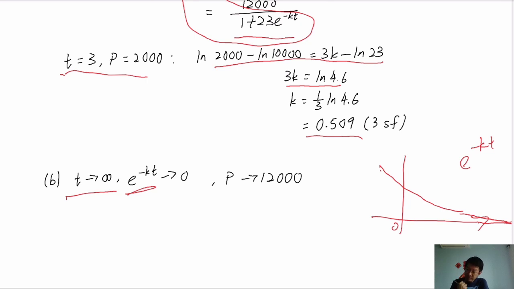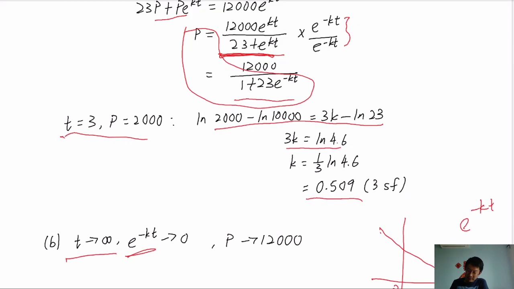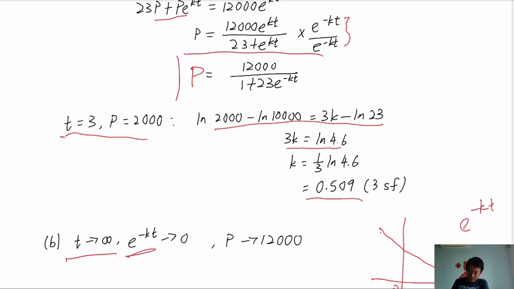If the e power negative kt approaches 0, we look at the expression again for our p. If this term approaches 0, in that case our p will approach 12,000. So 12,000 is our maximum number of the population already. We cannot go any further than that. This always happens when we look at the value of the exponent term.